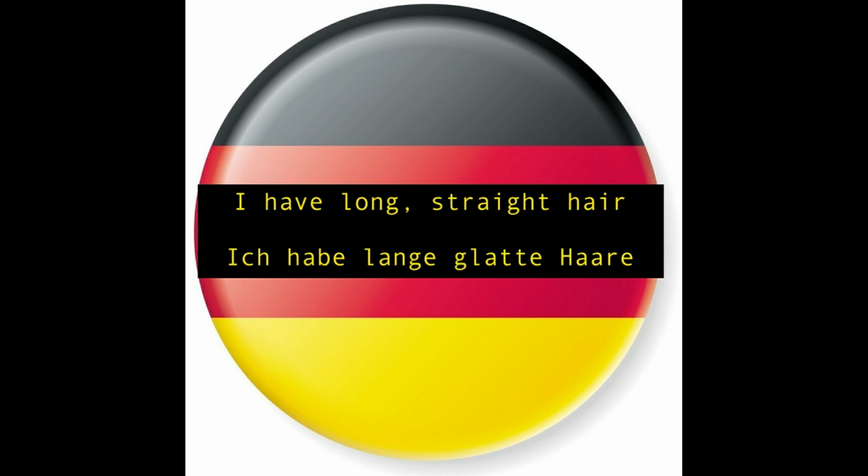Let's take a look at one more example. This one is Ich habe lange, glatte Haare. Again, Haare is feminine, so we have the feminine E endings on lange and glatte. Ich habe lange, glatte Haare.